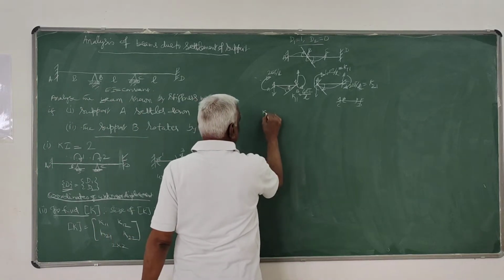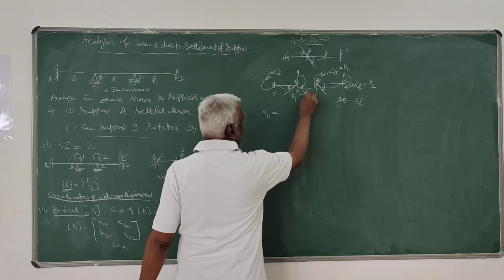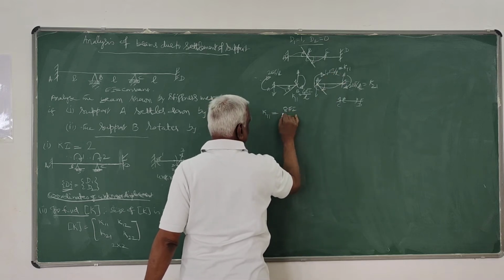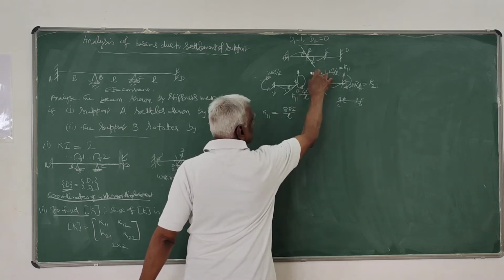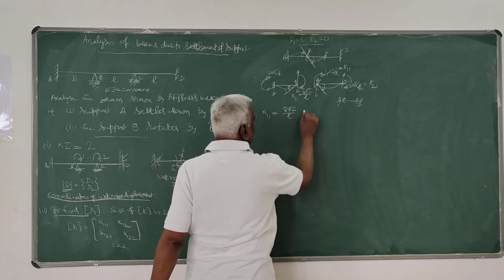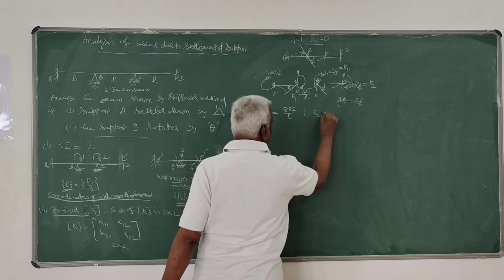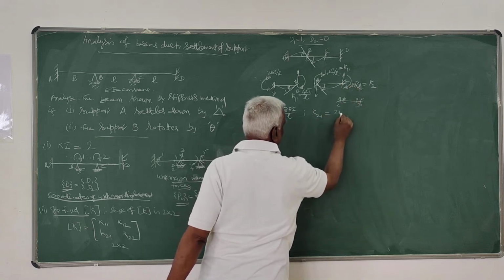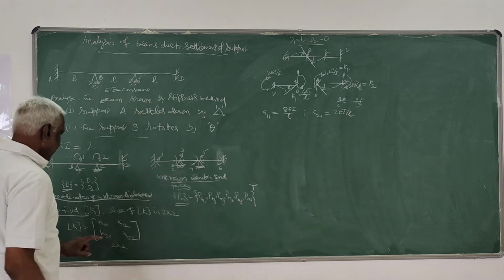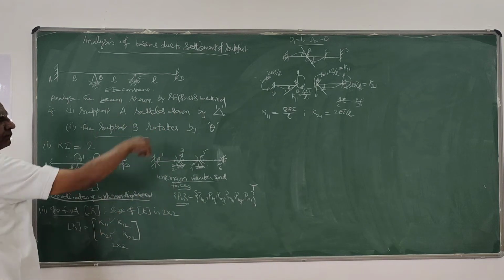So therefore, K11 is 4EI by L plus 4EI by L, that is 8EI by L, because both are in the same direction, clockwise. And K21 is 2EI by L clockwise. So K11 and K21 we have determined.